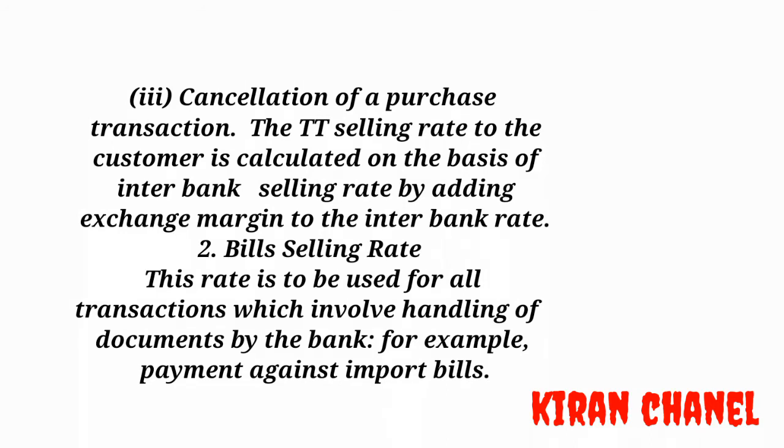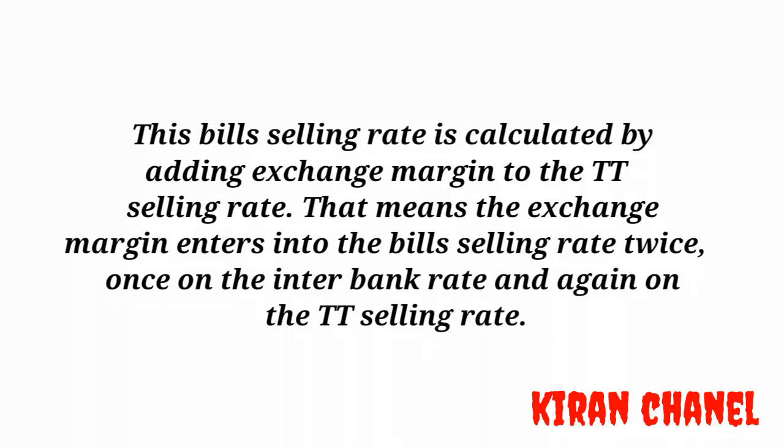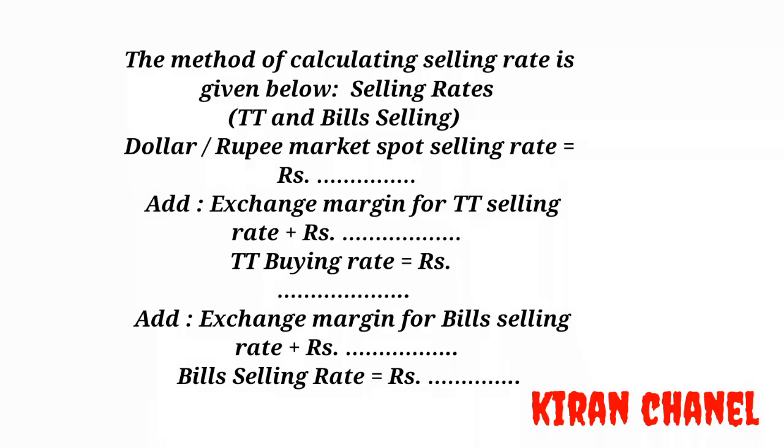Number 2, bill selling rate. This rate is used for all transactions which involve handling of documents by the bank, for example, payments against import bills. This bill selling rate is calculated by adding exchange margin to the TT selling rate. That means the exchange margin enters into the bill selling rate twice, once on the interbank rate and again on the TT selling rate. The method of calculating selling rates, TT and bill selling, is given below.